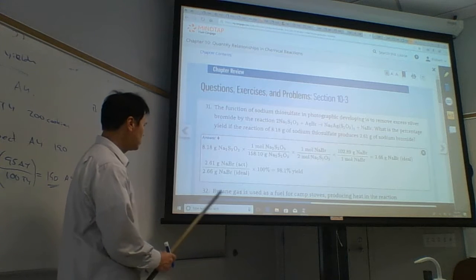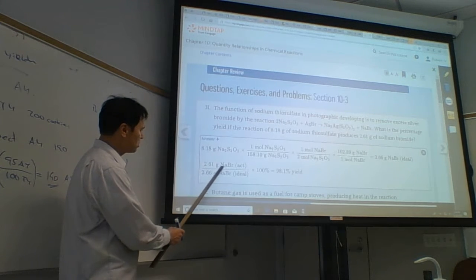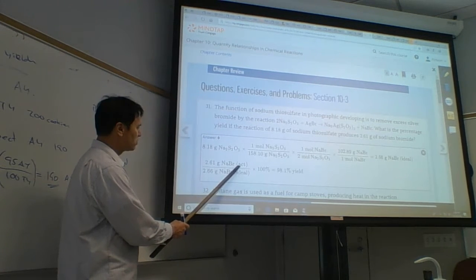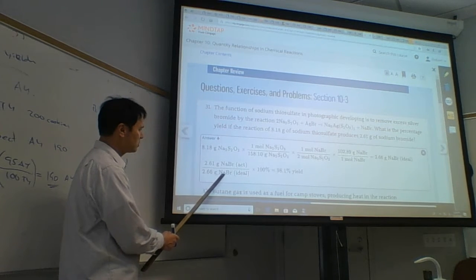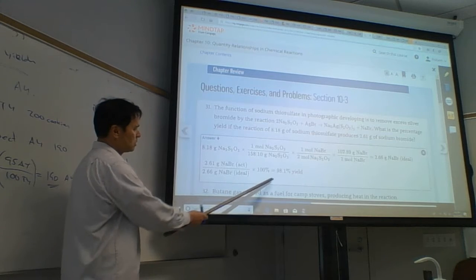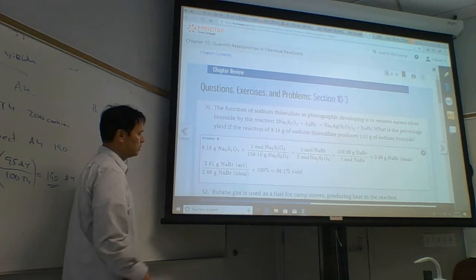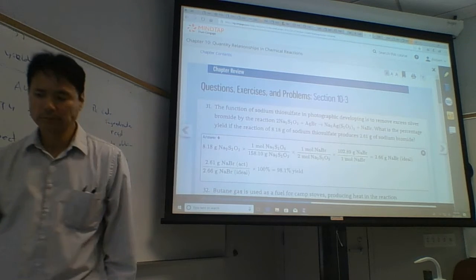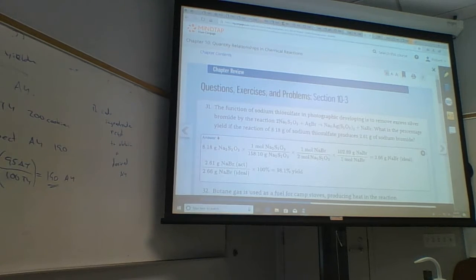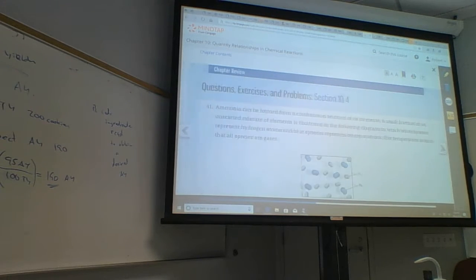And so this is actually a pretty good percent yield, because 2.61 grams of sodium bromide was what they actually got. In theory, they should have been able to get 2.66 grams. So it comes out to a 98.1% yield. This is a determination of a percent yield. That's a case where we're only given one reactant.